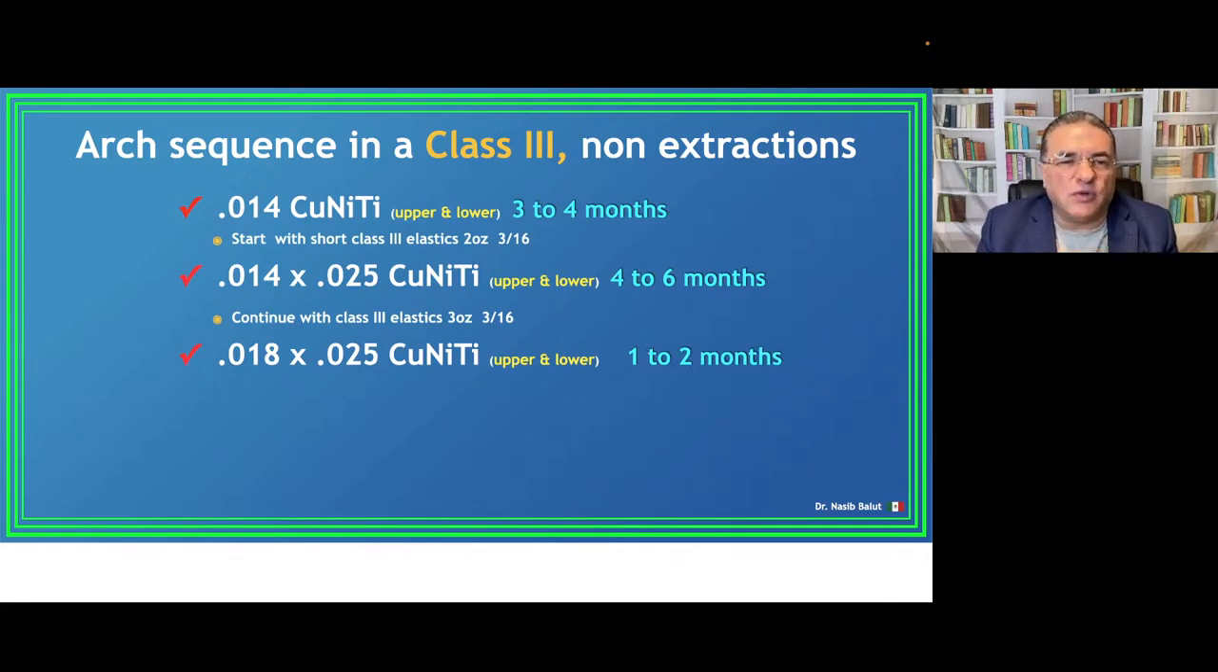Then I will move on to an 18x25 copper nickel-titanium archwire. This is just my transition archwire, and I will leave this archwire between 1 or 2 months. I'm saying it is my transition archwire because then I can use a TMA or stainless steel archwire.